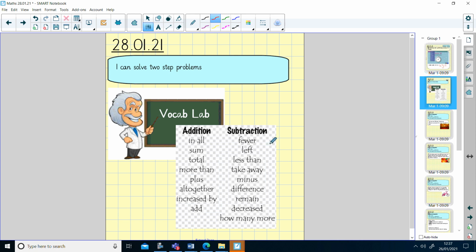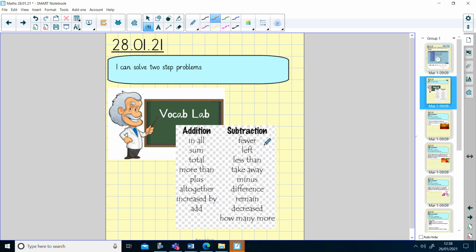On the board you can see some different words for addition and subtraction. These words here are going to help you to decide which operation, so whether you need to do addition or whether you need to do subtraction. So in the word problem you might hear in all, sum, total, more than, plus, altogether, increased by and add. If you hear any of those words in the problem, you're going to have to do some addition.